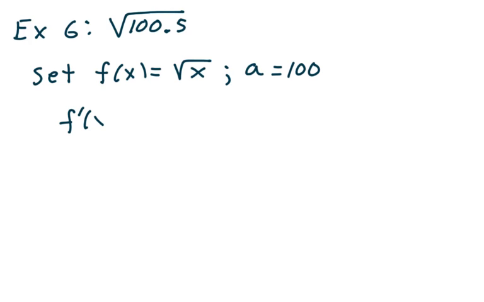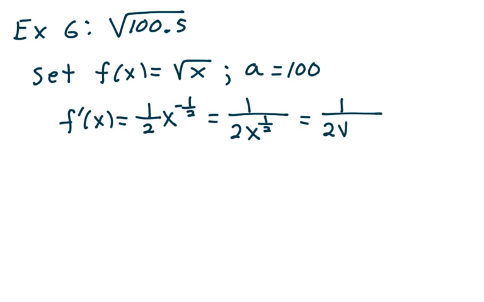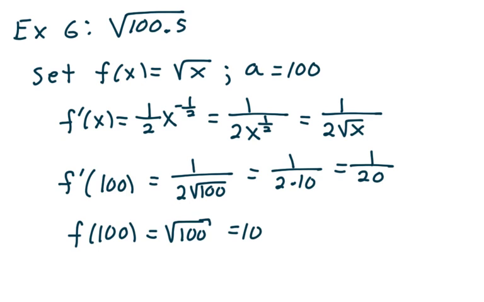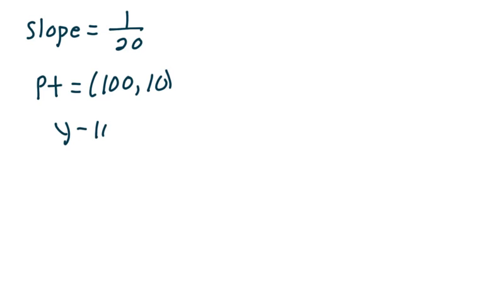And so f prime of x is 1/2 x to the negative 1/2, which is 1 over 2x to the 1/2, which is 1 over 2 square root of x. And so f prime of 100 is 1 over 2 square root of 100, which is 1 over 2 times 10, which is 1 over 20. And f of 100 is square root of 100, which is 10. So we have a slope of 1/20th, and we have the point 100, 10. So y minus 10 is 1 over 20 times x minus 100.